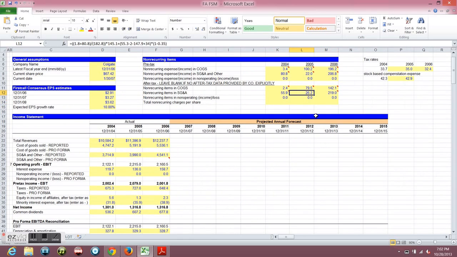All right. So we're almost done. I'm just going to cut it off over here, and we're going to go back and worry about the stock-based compensation expense, and then we're going to flow everything through our income statement.